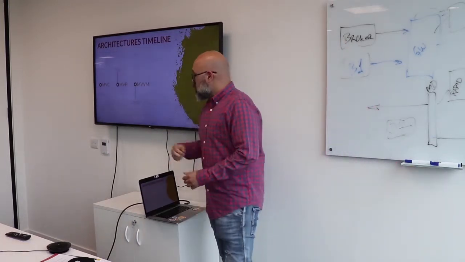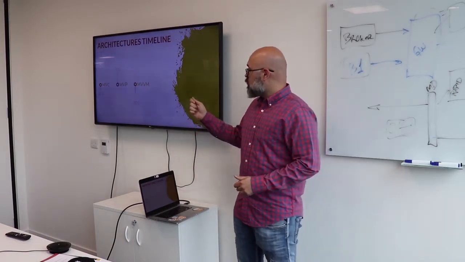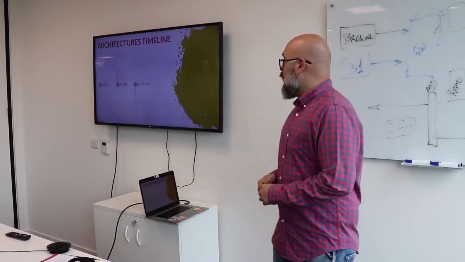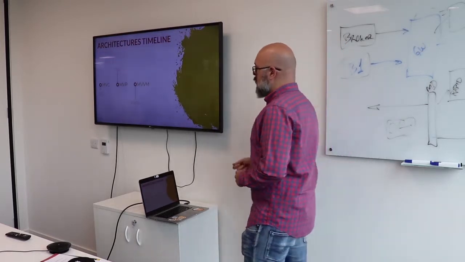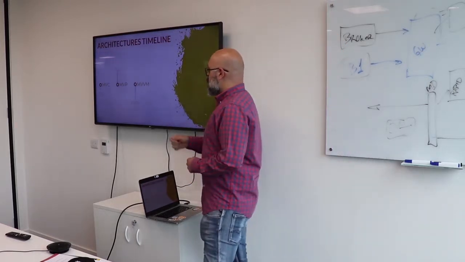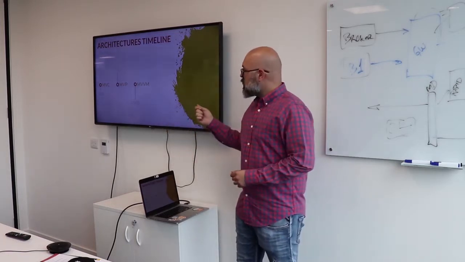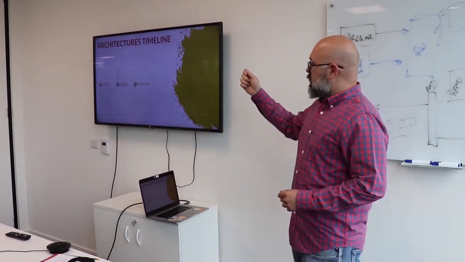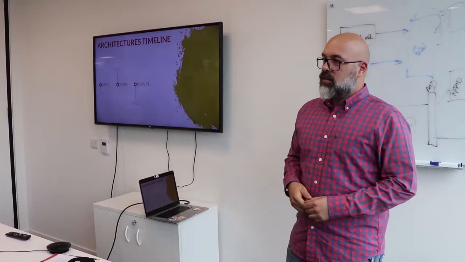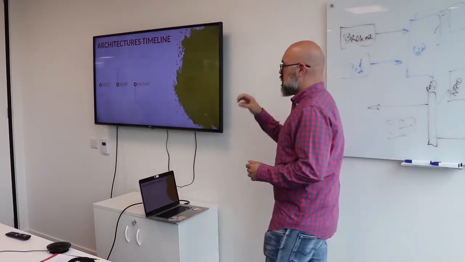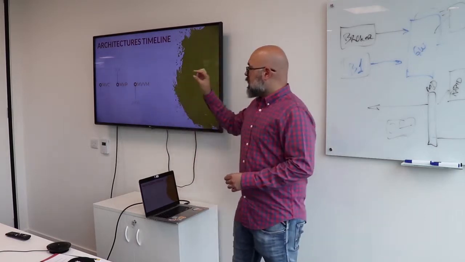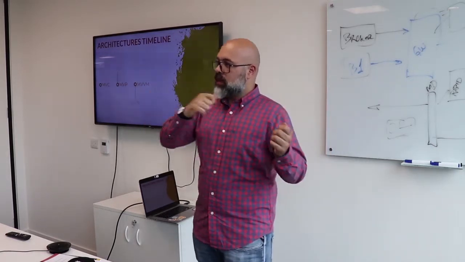In MVVM, though, there is a slight change. So if before we had a passive view, the view became more smart. And the view model, what it does is a sort of controller, but the difference between the controller on the MVC and the view model on MVVM is the fact that the controller on the MVC doesn't store any data. So it's just updating the view or updating the model.